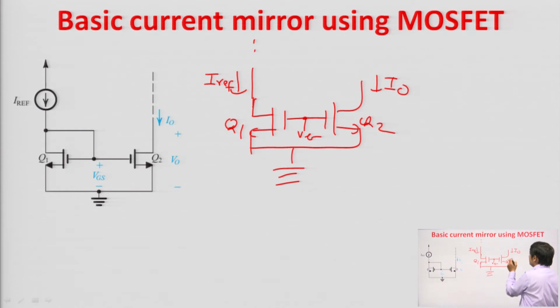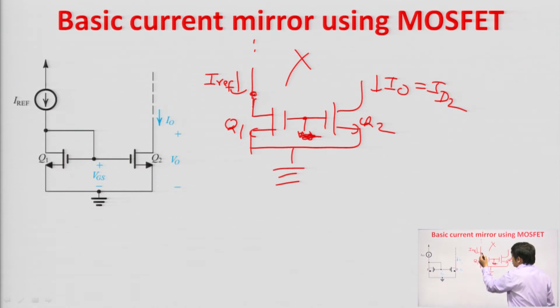I naught is basically the drain current of Q2. If I reference is changing, then I naught will not change. It means that I naught will not track the input current, output current will not track the input current. So, this is not the current mirror circuit. Current mirror means the output current should track the input current. Here, if the input current is changing, the output current is fixed, it is not changing, so it is not a current mirror. But what happens if we short the drain and gate terminal?